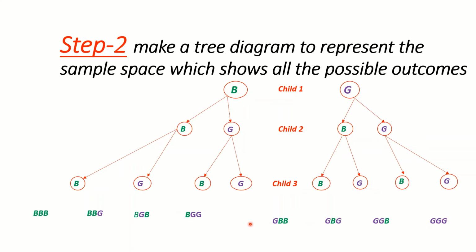This shows the total sample space, while in the previous slide the combination is a compound combination. Child 1 and child 2 and child 3 are the compound combination, while this tree diagram shows all possible sample space like this.